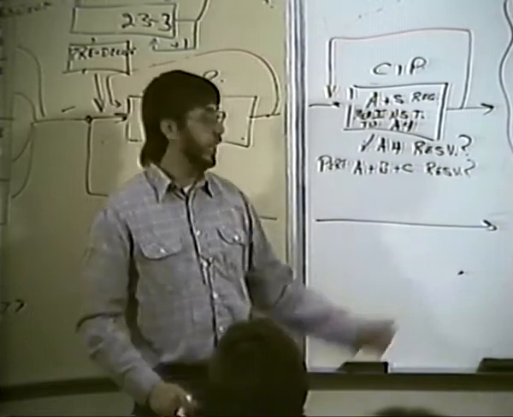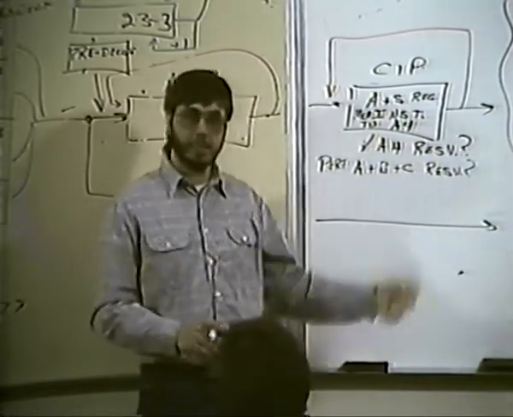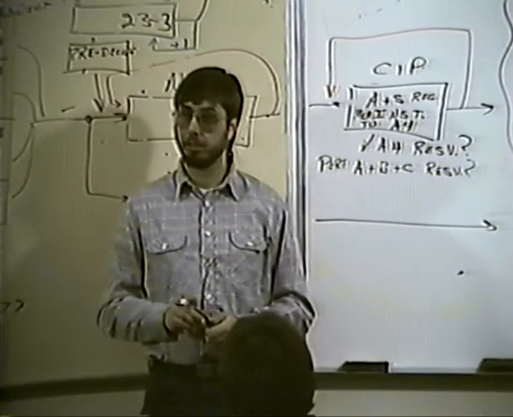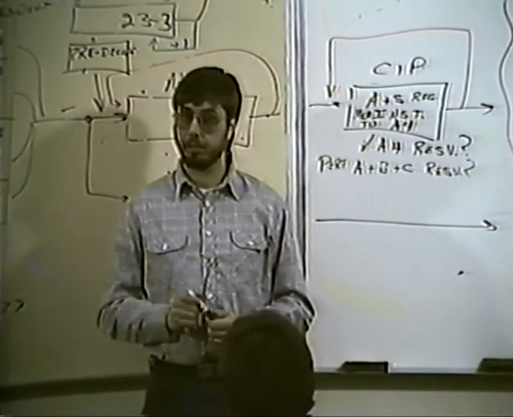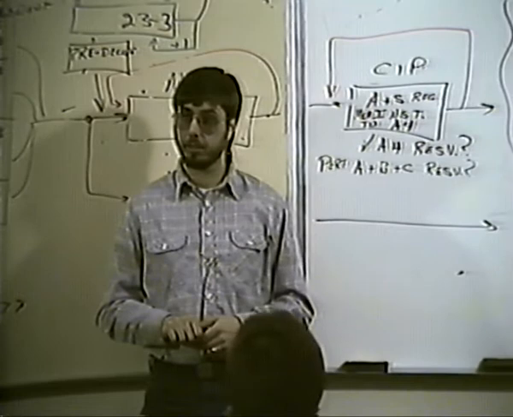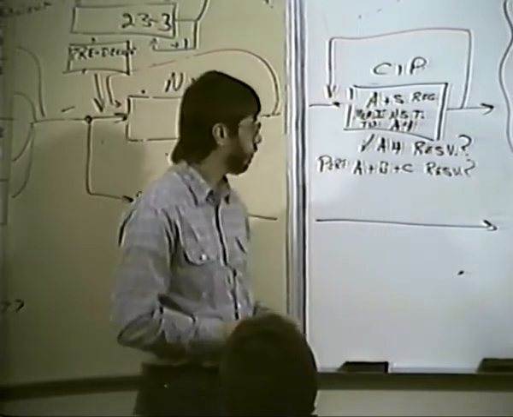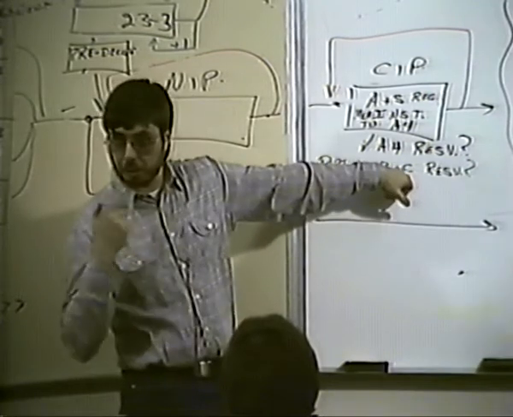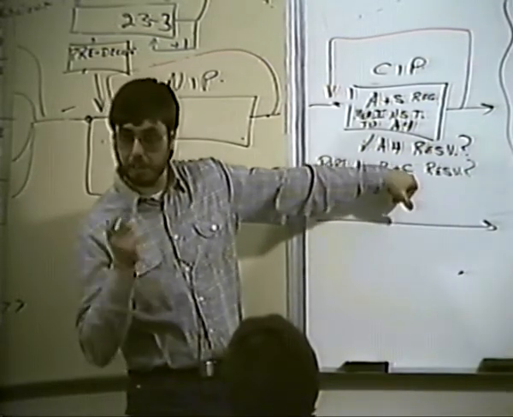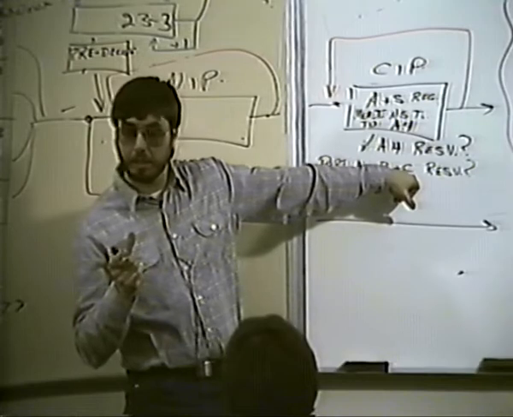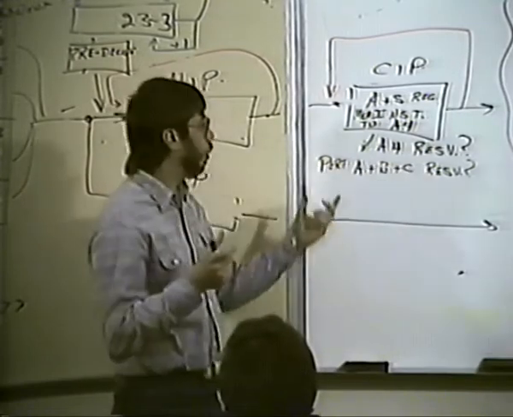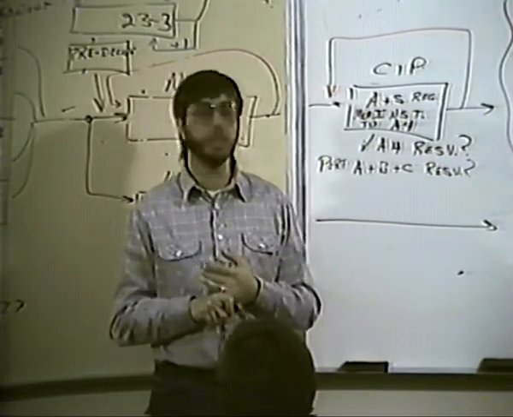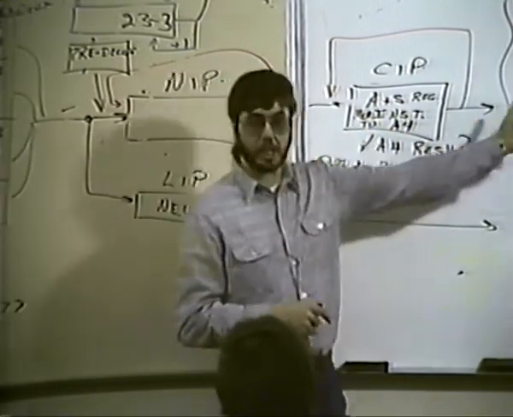If A4 is reserved, we'll wait in CIP until A4 is no longer reserved, and then we will issue. Any question on that? So, port A or B or C reserved will stop this instruction in CIP and it will wait. Now, once we have these conditions met, and those are all the conditions we have to meet, we're going to let this instruction go to clock period 1.